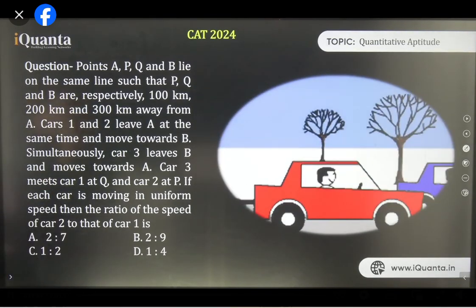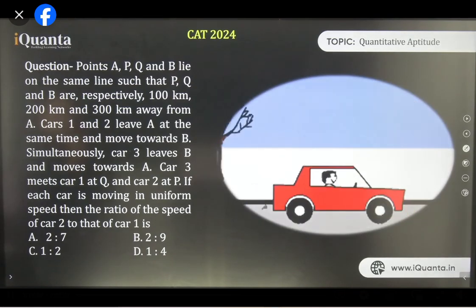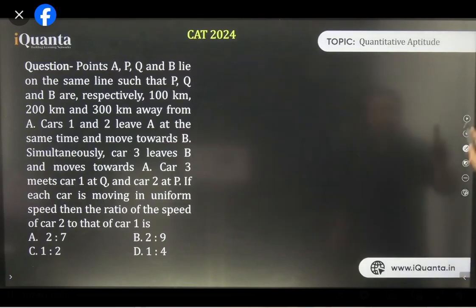Points A, P, Q and B lie on the same line such that P, Q and B are respectively 100 kilometers, 200 and 300 kilometers away from A. Okay. How many could not do the question? Not able to approach.